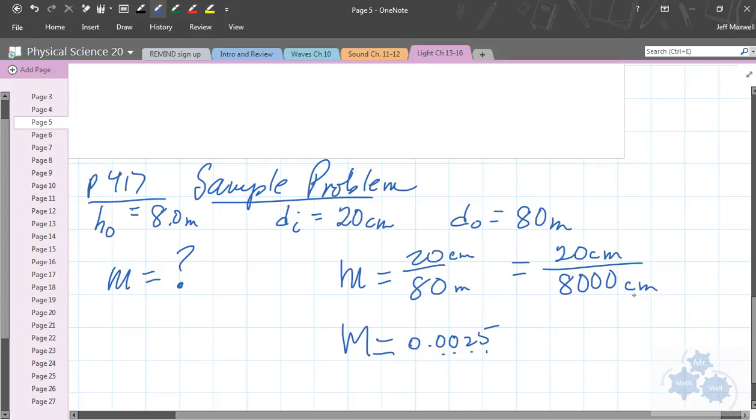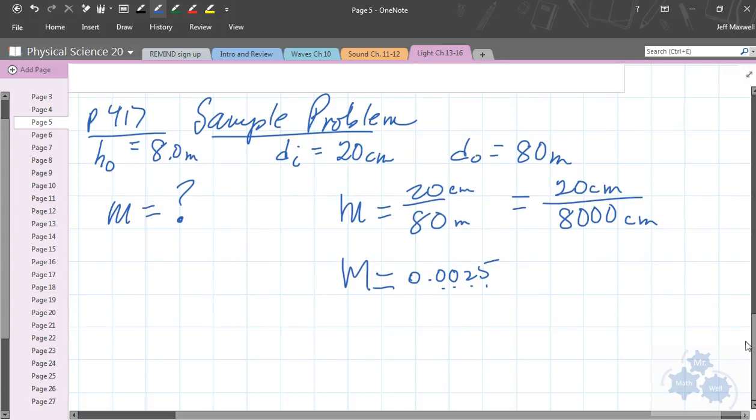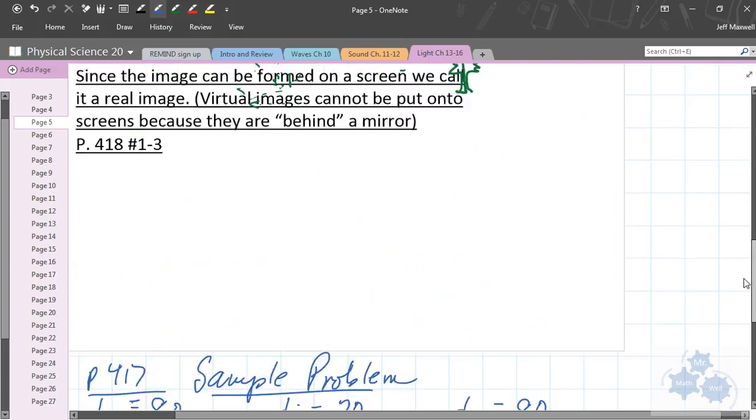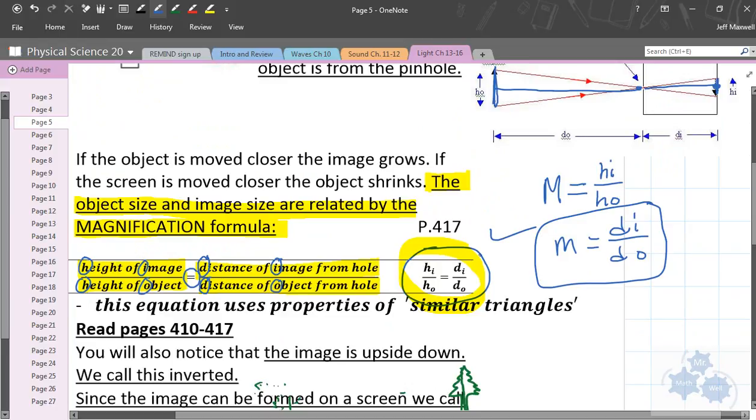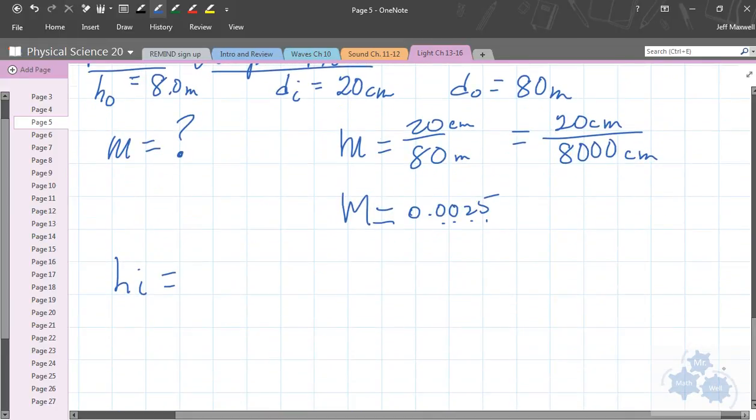0.0025 is the magnification. And can we calculate also the height of the tree? The height of the image? Right? Because we have the height of the object. What's the height of the image on the camera? How big will it be on the camera? Well, we could use this magnification, or we could go back to your original proportion here. HI over HO equals DI over DO. Very important. That's always good to remember. And we can substitute HO, we can substitute DI, and we can substitute DO, and we can solve for HI.